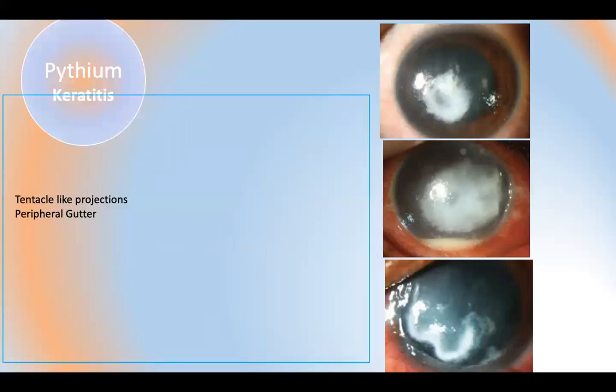Fusarium keratitis has tentacle-like projections, and it can present the same as punctate epithelial, peripheral keratitis, ulcerative keratitis. It will make a peripheral gutter.